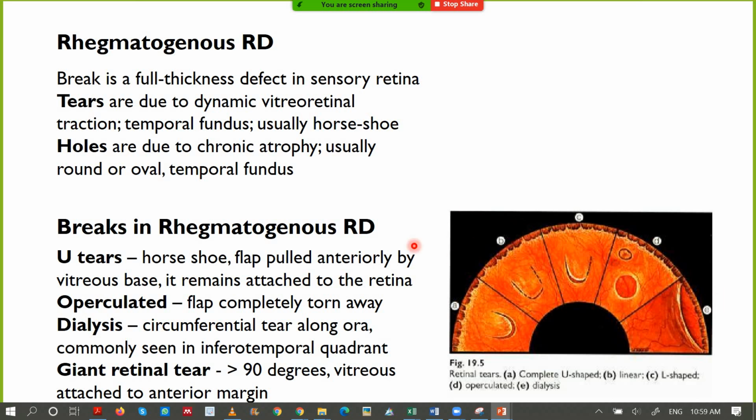Then a giant retinal tear is a tear of more than 90 degrees, and only the vitreous is attached to the anterior margin. So the entire posterior aspect of the vitreous is detached, or there might be a tear because of vitreous traction. So that is called a giant retinal tear.